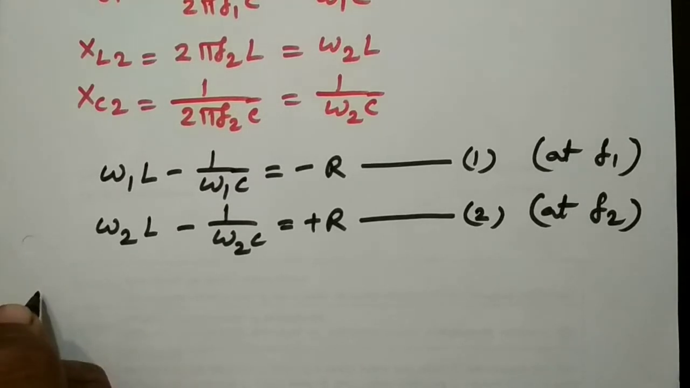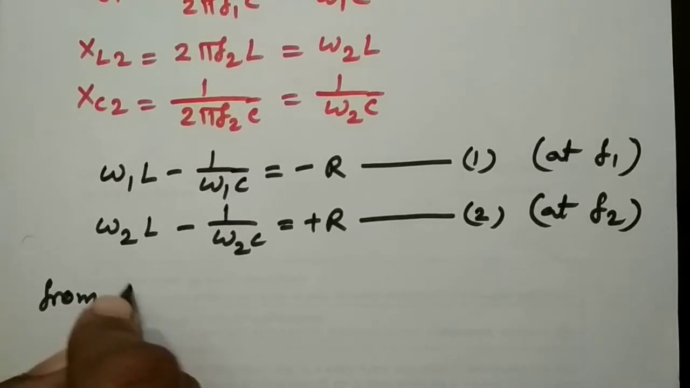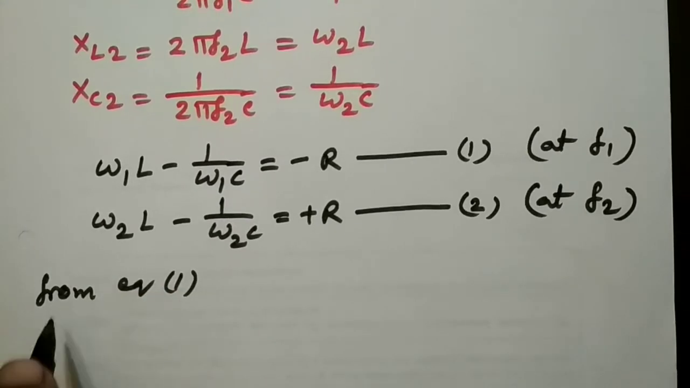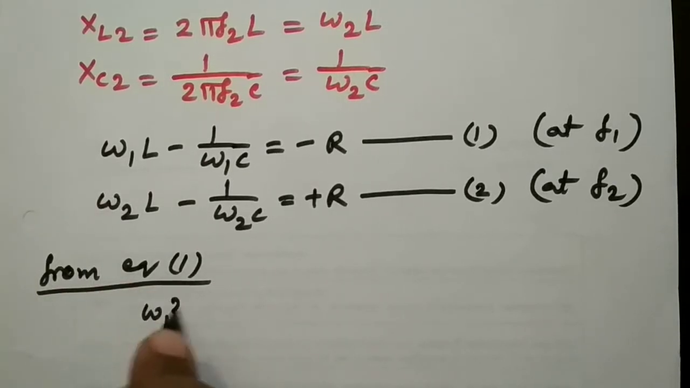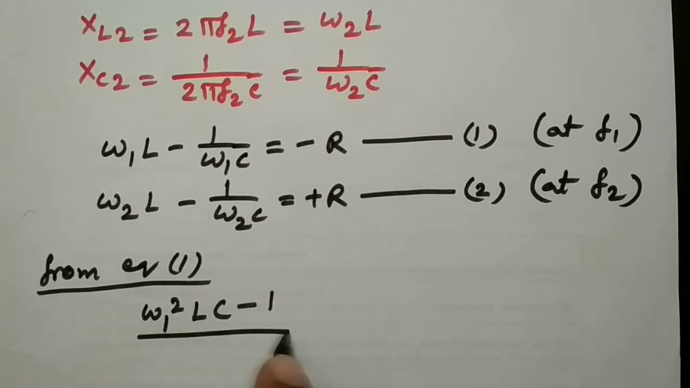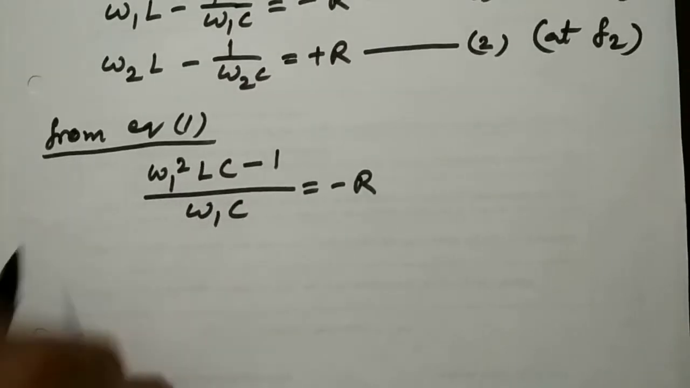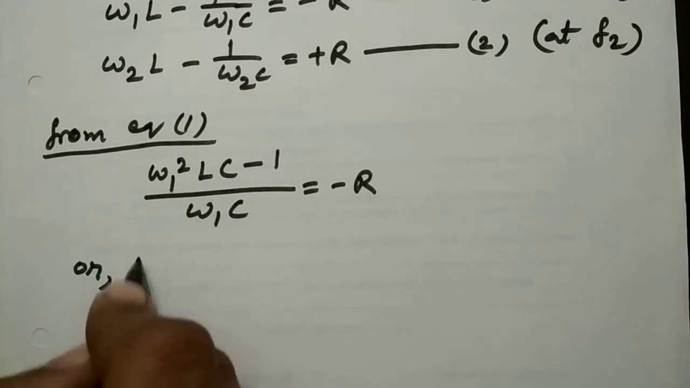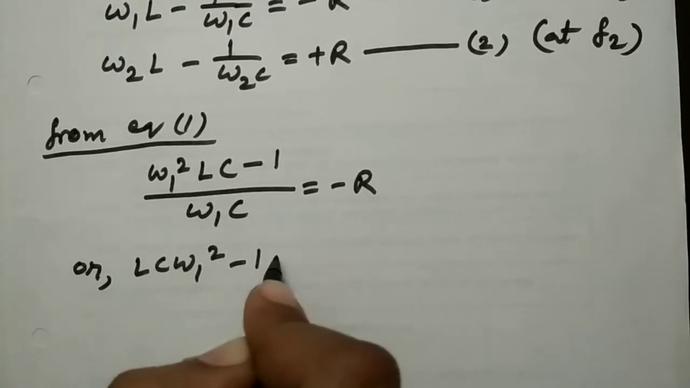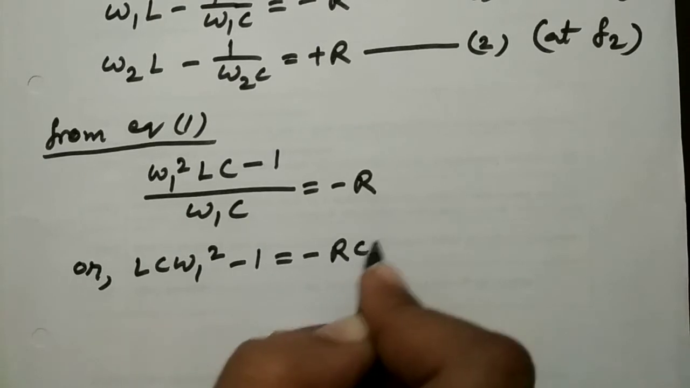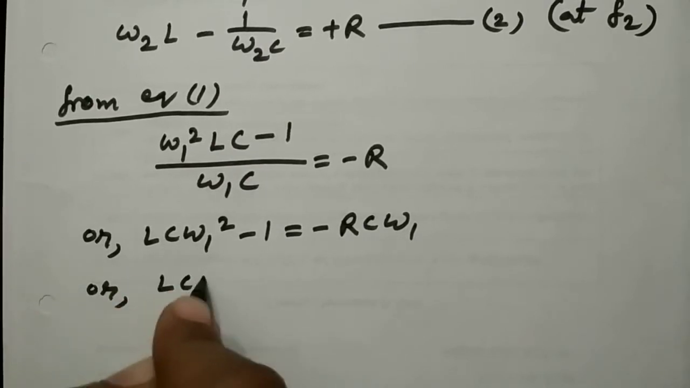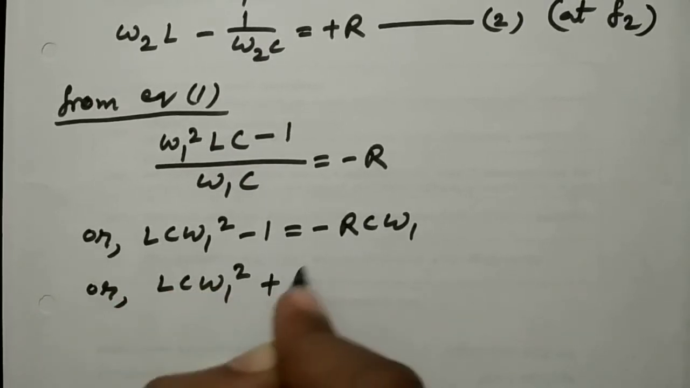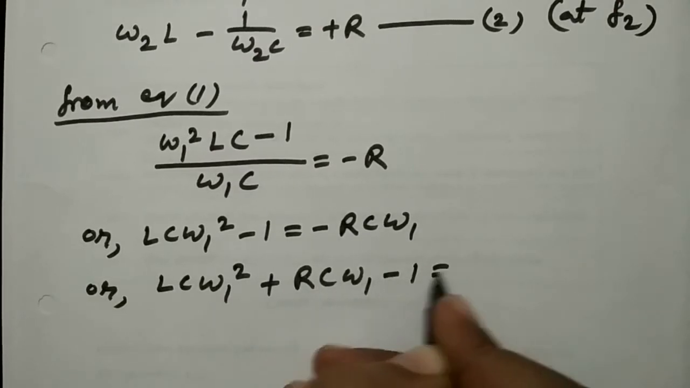Now from equation number 1, if we simplify this, then it will be omega 1 square LC minus 1 upon omega 1 C is equal to minus R, or LC omega 1 square minus 1 equal to minus RC omega 1, or LC omega 1 square plus RC omega 1 minus 1 is equal to 0.